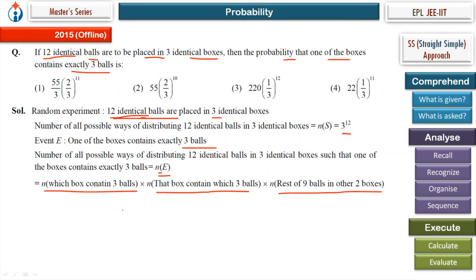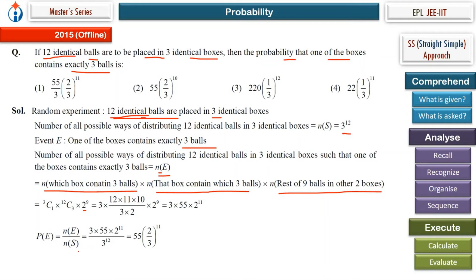So out of 3 boxes, which box contains 3 balls? Now we have decided the box. Then in that box, which 3 balls out of 12 balls? And we also have to distribute the 9 remaining balls in the other 2 boxes, right? So for this, 3C1, selection of 1 box out of 3, then selection of 3 balls out of 12, and for the remaining 9 balls, each has 2 options. We calculate it and get the value of n(E) as 3 into 55 into 2 to the power 11.